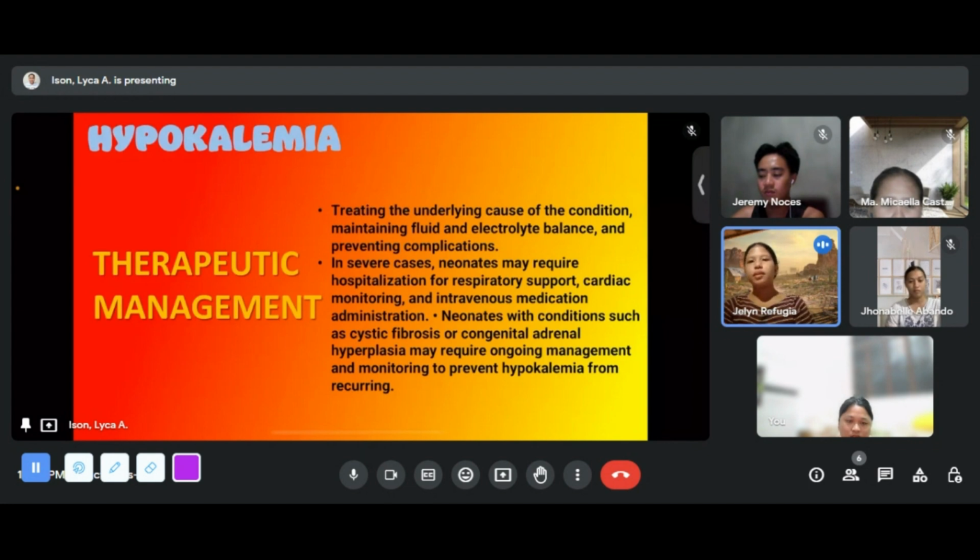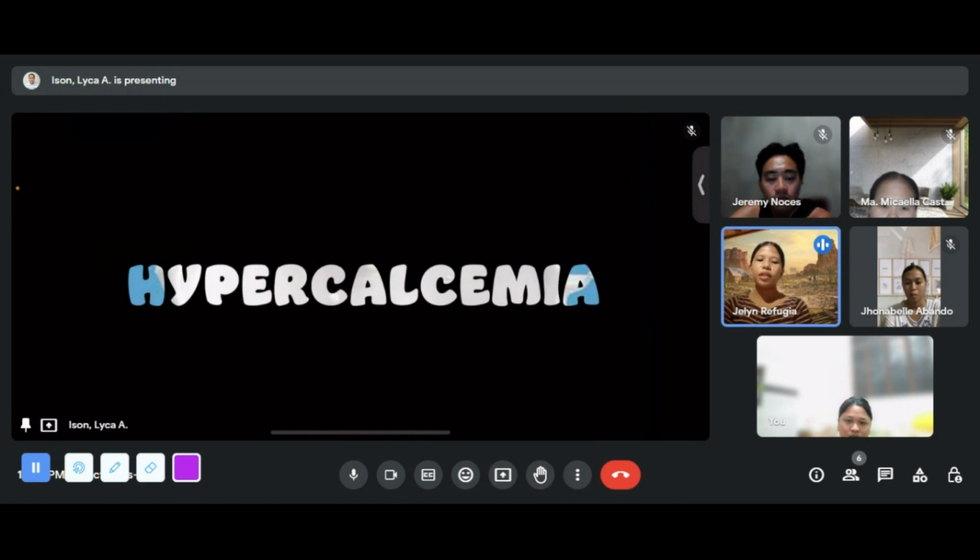So, dito naman tayo sa therapeutic management. So, pareho lang din sa hyperkalemia. Basta ang tatandaan lang natin is kapag severe na yung case, neonates may require a hospitalization for respiratory support, cardiac monitoring, and IV medication administration. Okay, so that's all for hyperkalemia and hypokalemia or potassium imbalance. So we have here Jonabel Abando to discuss the next topic, which is the calcium imbalance.